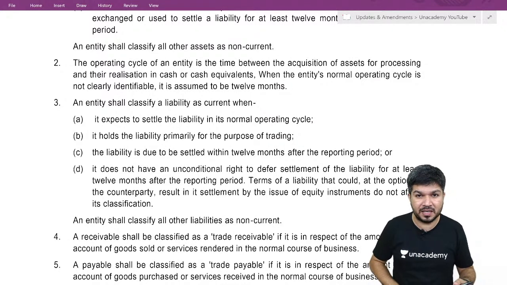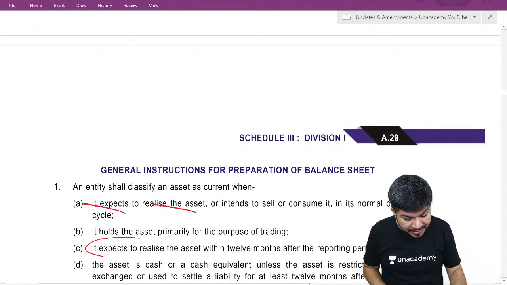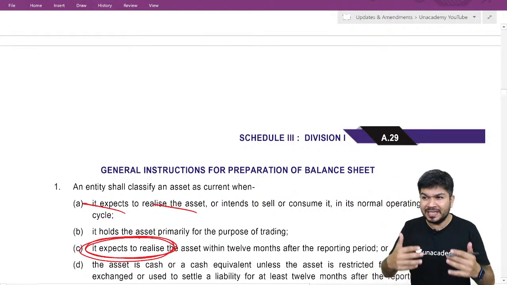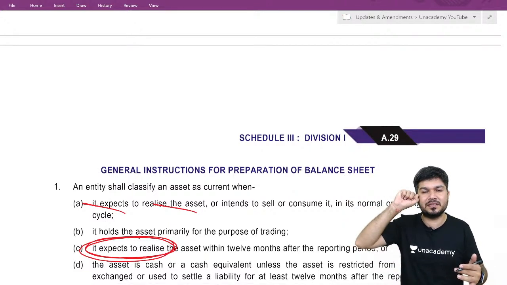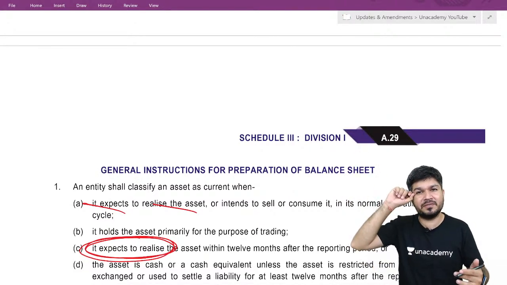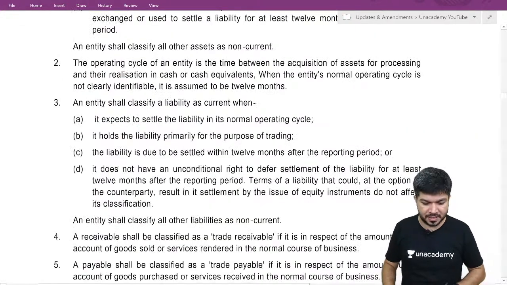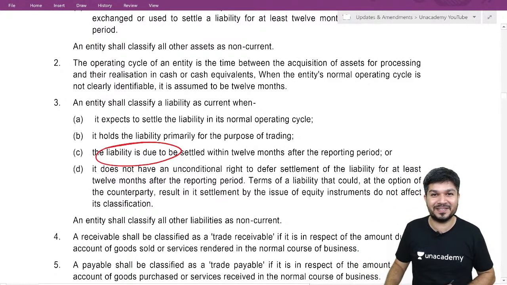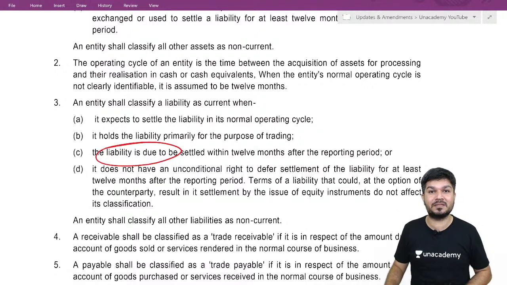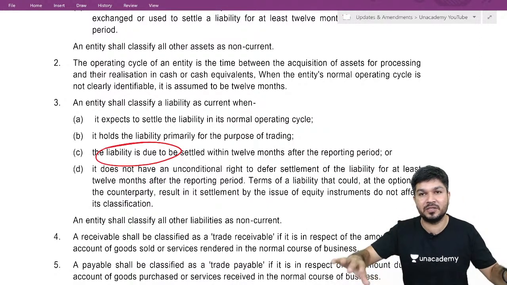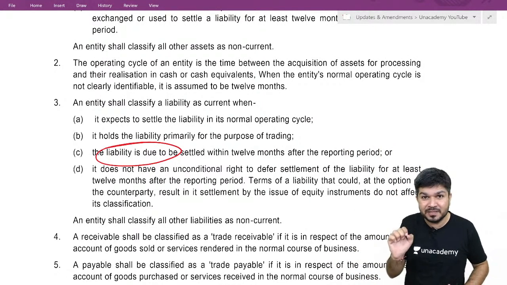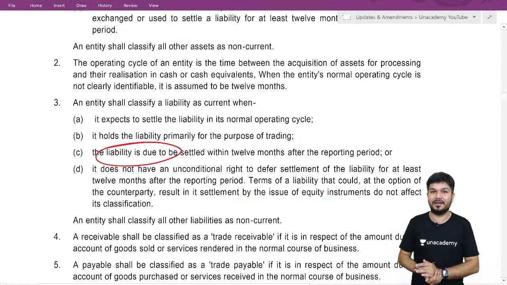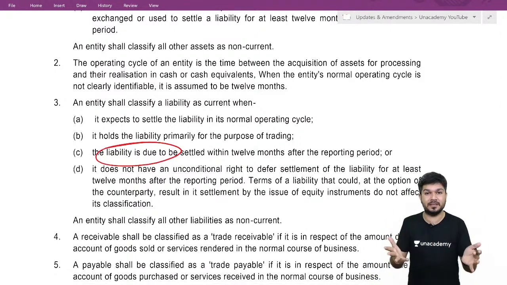So to classify it as current or non-current, in assets the word was expected to be realized. Due in 10 months, expected to realize in 15 months. It's a non-current asset. But in liability the word is due, not expected. This is something interesting. If it is due in 10 months, it's a current liability. Don't see when you're expecting to pay. So for assets the word is expected. For liabilities the word is due. Did you understand this? See, this is the way they can make the paper trickier.